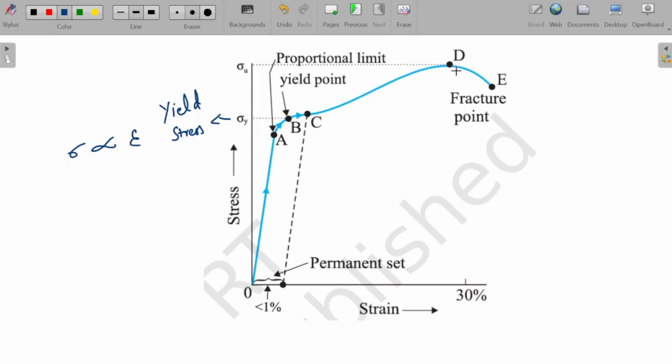Okay, so let's say from point C, we have removed this external force, and this material is trying to get back its original shape, but it won't come back to its original shape. There will be some shift, and this is a permanent shift. It is not coming back to its original shape now. And this D is actually the ultimate point, this sigma u is the ultimate tensile strength.